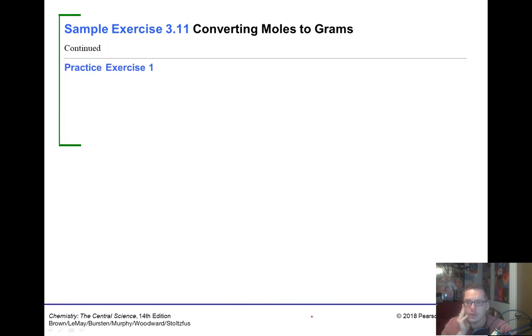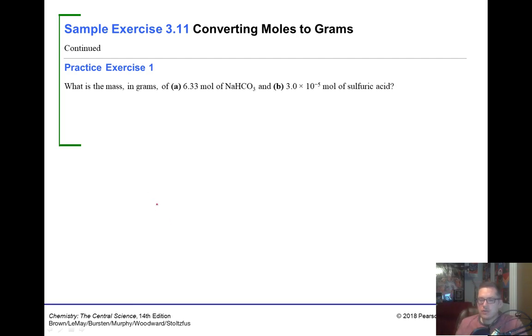Converting moles to grams. This is going backwards of what we just did. We'll only do one of these because I'm sure you guys are getting tired of watching me do this. Let's do sulfuric acid, because we just did sodium bicarb. Sulfuric means it came from the sulfate. Sulfate has a charge of 2-, so we need 2 hydrogens to match it: H2SO4.